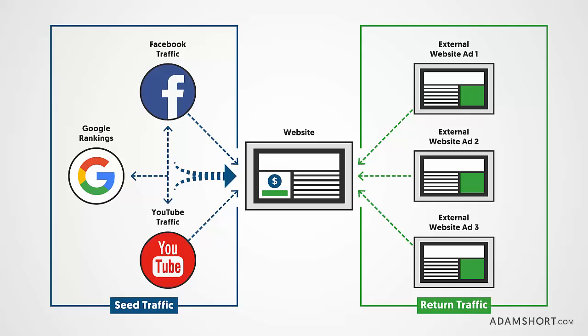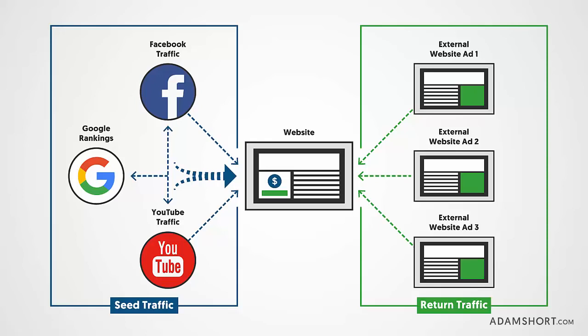So your seed traffic and your return traffic together form a truly fully fleshed out perpetual traffic machine. Your seed traffic is the original traffic flowing into your site, some of which of course is going to leak out, but your return traffic is capturing that and sending as much of it back to your site as possible. So you're really maximizing your traffic potential when you have these two key pillars in place.